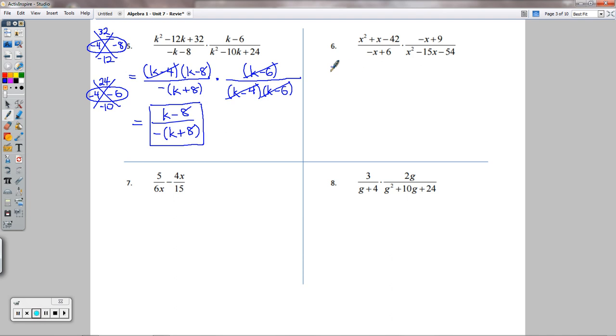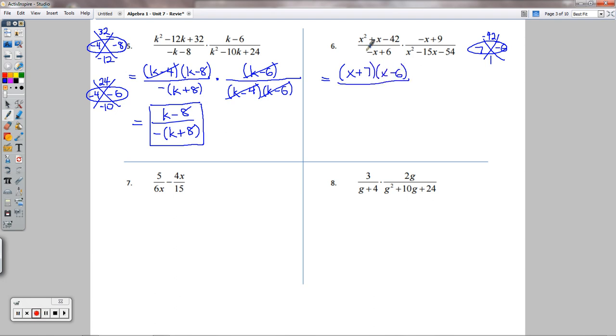Number 6, do the same sort of thing here. So you're going to have negative 42, and this is like a positive 1 right there. So you would have 7 and negative 6. That would multiply to negative 42, add to 1. This would be x plus 7 times x minus 6.